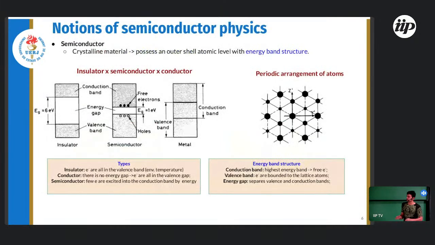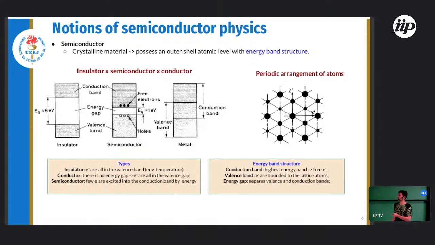Okay, first of all, we need to know some notions of semiconductor physics. I don't know if you know about this kind of physics, but normally people don't see this during graduation. But I will try to explain the main basics so we can understand how we can use this kind of technology to detect particles, okay?